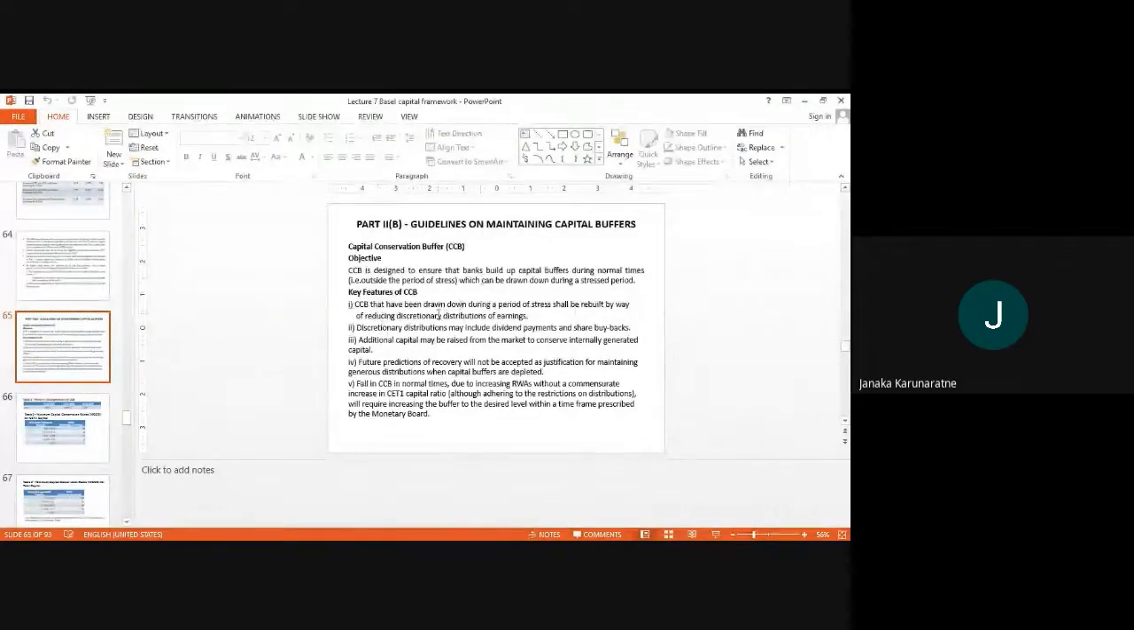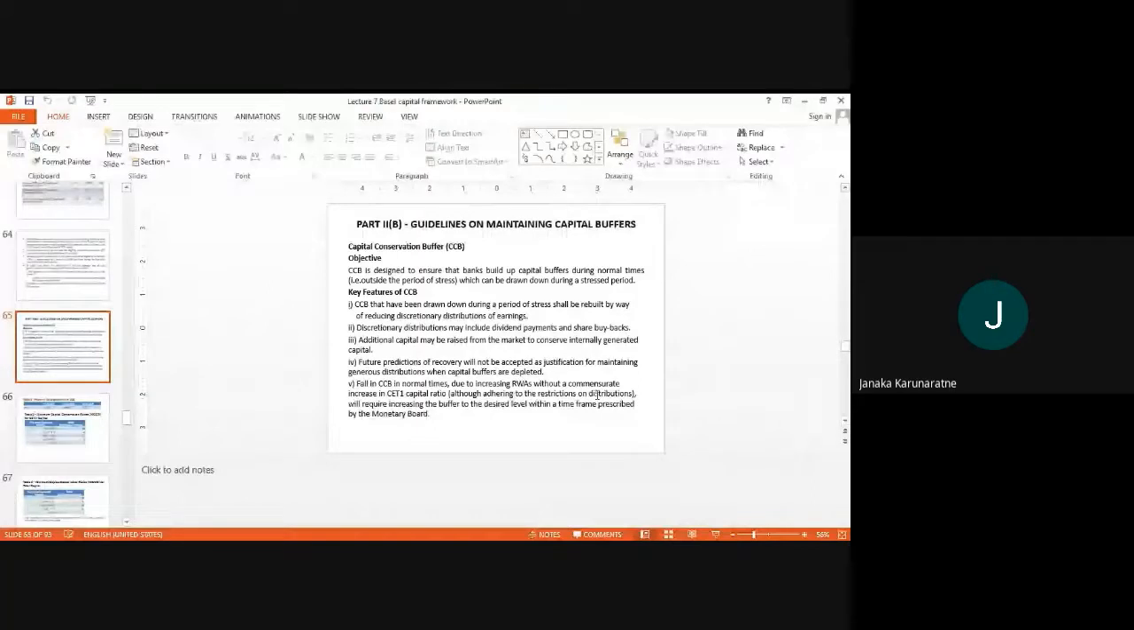If you look at the key features of the CCB, buffers that have been drawn down during a period of stress shall be rebuilt by way of reducing discretionary distributions of earnings. Discretionary distributions may include dividend payments and share buybacks. Additional capital may be raised from the market to conserve internally generated capital. Future predictions of recovery will not be accepted as justification for maintaining generous distributions when capital buffers are depleted.